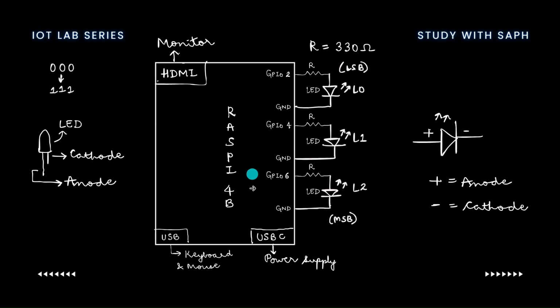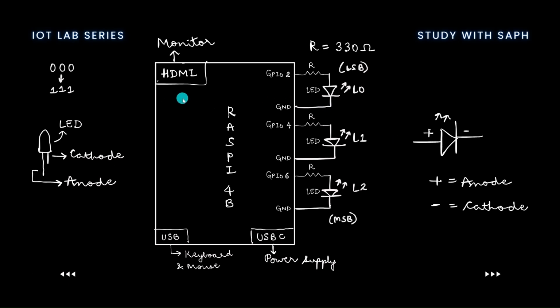And each of the resistors is first connected to the corresponding GPIO pins. We'll be using 2, 4, 6 in this case. The other end of the resistor is connected to the anode or the positive of the LED, and the negative or the cathode of the LED is connected to ground. In this way, the basic GPIO pin connections with the LED and resistor are done.